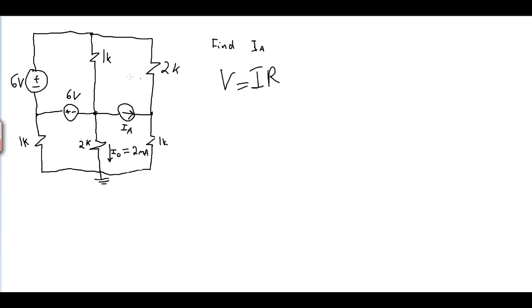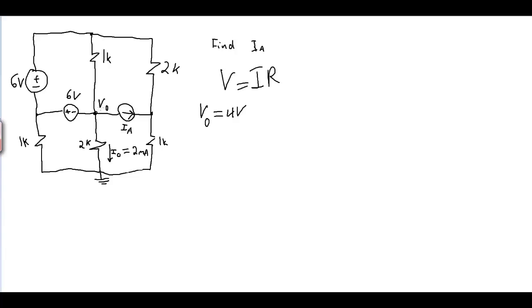KCL means that at any node, the current going into the node equals the current going out of the node. To get started on this circuit, we can use Ohm's law to find the voltage in this resistor because we have a value for resistance and a value for the current. We'll call this V0. So V0 is going to equal 2K times 2 milliamps equals 4 volts.